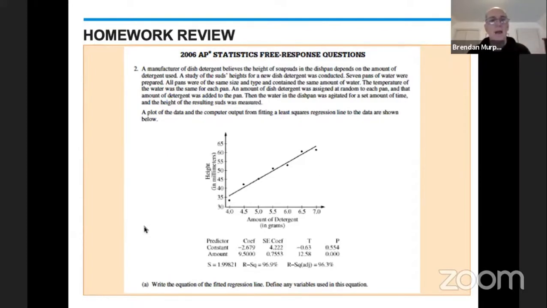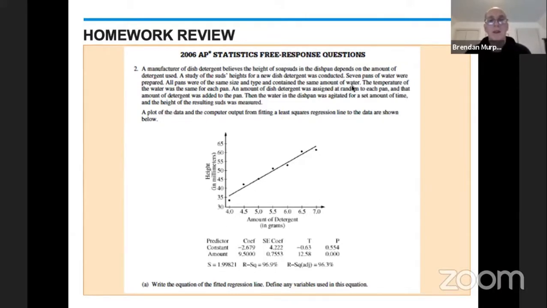7 pans of water were prepared. My first gut says, boy, that's a really small sample size. I would love for that to be 27, 57, 100, 5,000. As a general statement, larger sample size is always better, but it is what it is, and I guess 7 is better than nothing. And all the pans were of the same size and type and contain the same amount of water. So we're trying to keep our variables consistent. That sort of makes sense. The temperature of the water was the same for each pan. Again, we're just setting the stage.